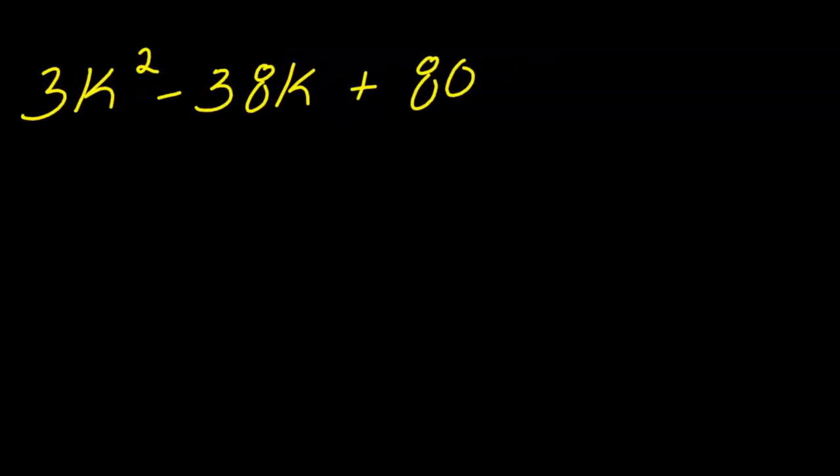All right, 3k squared minus 38k plus 80. So the first thing I have to do is I have to multiply a times c. So that's 3 times 80. And that's going to give me a 240. So I need factors of 240 that add up to -38.